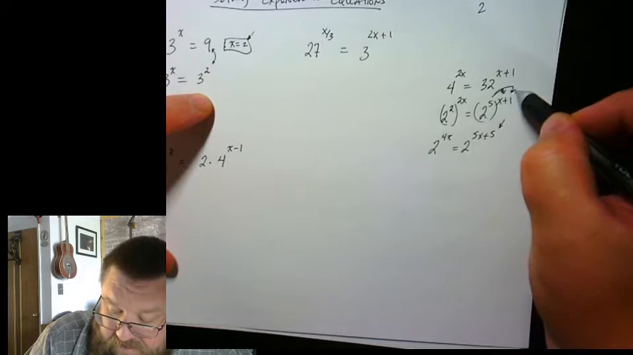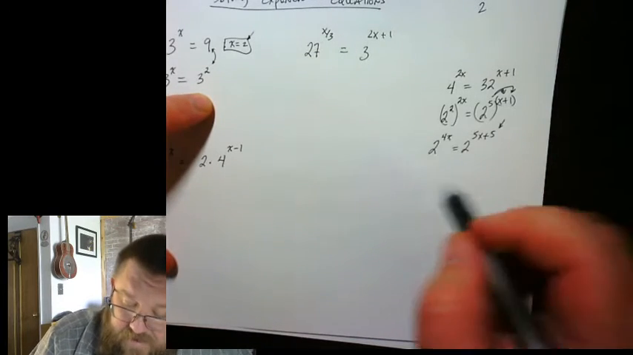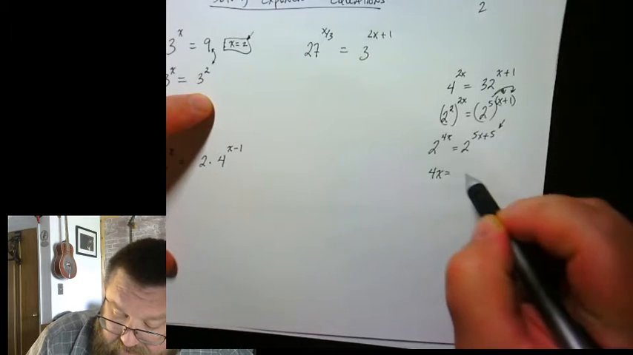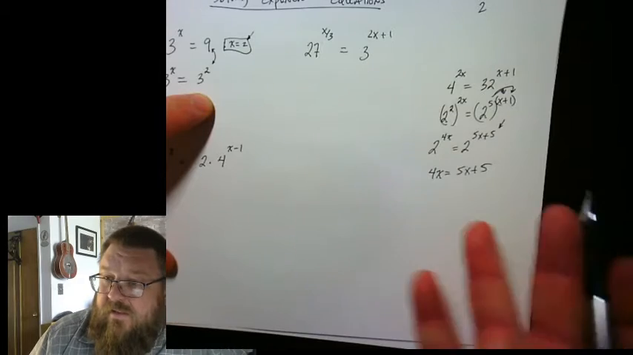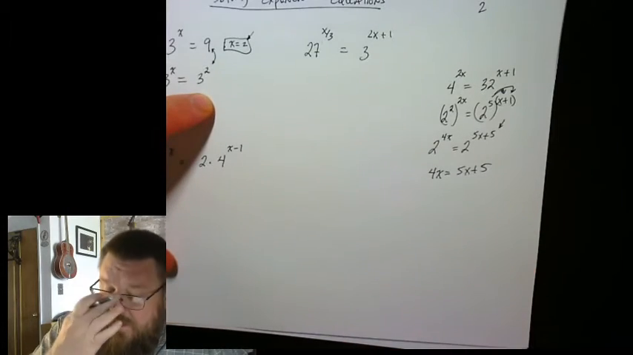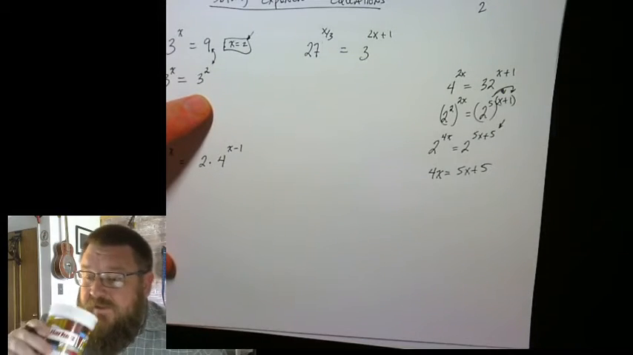You have to multiply that 5 by both of them. This is the exponent, x plus 1 times 5. So now what we've got is this kind of situation. See, the bases are the same, and it says that it's equal, so that means the exponents must also be equal. So what we got to do, get the x's on one side.